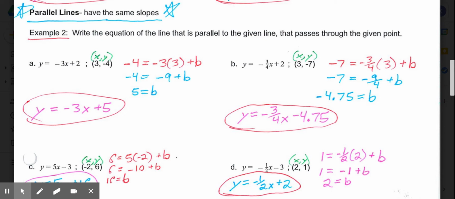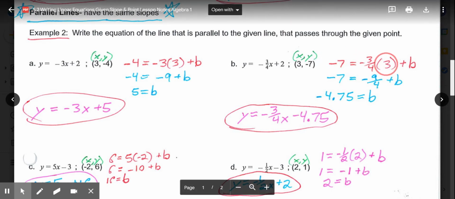Part B, we have negative 3/4 x plus 2 for our first line, so we are going to take the negative 3/4 for our slope. Then we're going to use the point (3, -7) to set up y = mx + b to solve for b. So -7 = -3/4 times 3 + b. -7 equals -3/4 times 3, which is -9/4.